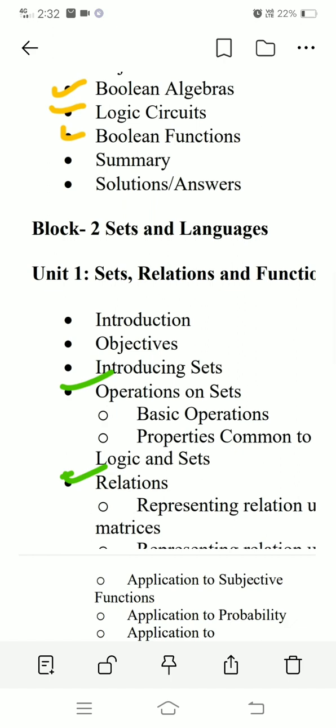And then set, relation, functions. The set questions will be asked. Okay, logic and sets. It's also similar to disjunction, conjunction and NOT gate. So the concept will be the same, but the questions are repeated in these units.